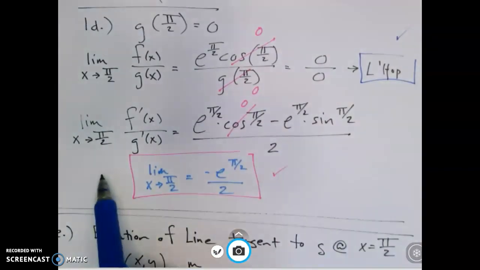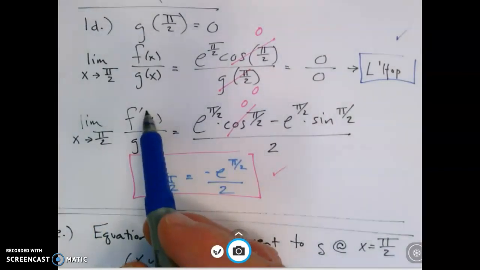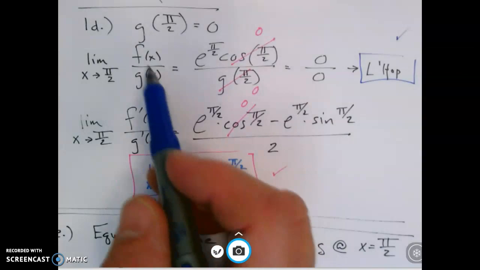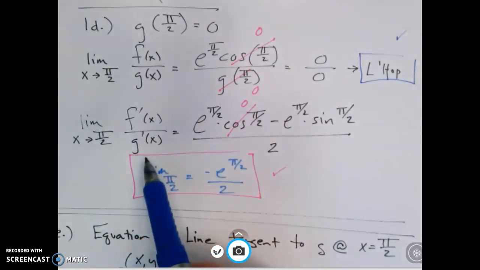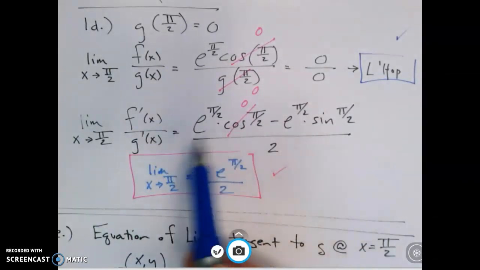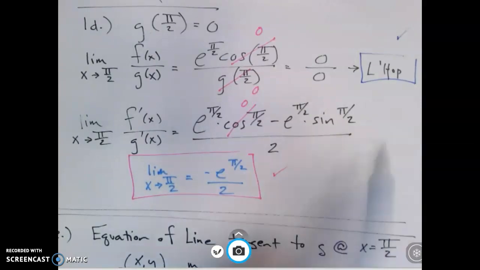So from here, we take the derivative of the numerator and the derivative of the denominator. We do not do the quotient rule, and we reevaluate. And we already solved for the derivative of the numerator. You're going to see this. You're going to see where they're going back to your previous sections, and you can just gather information.